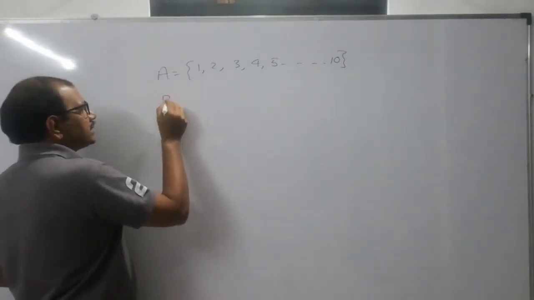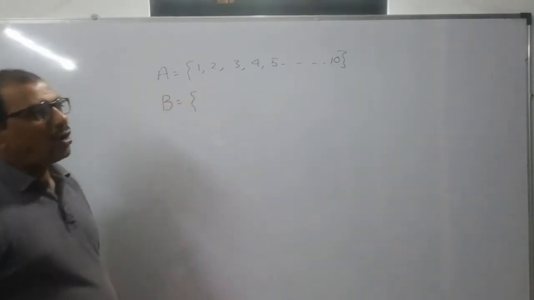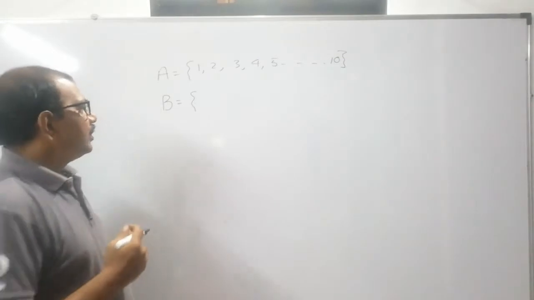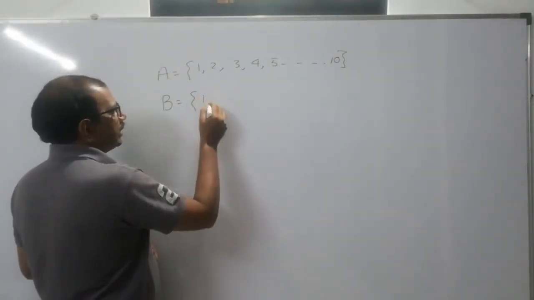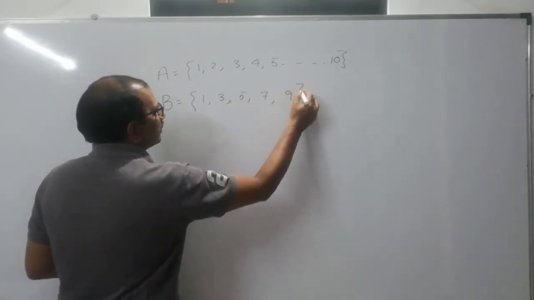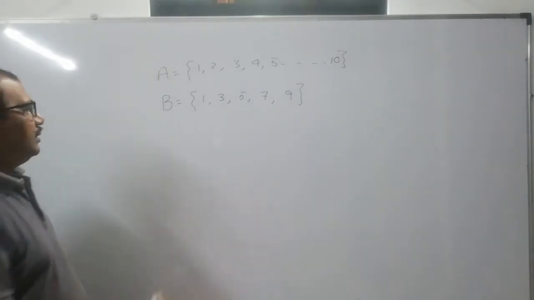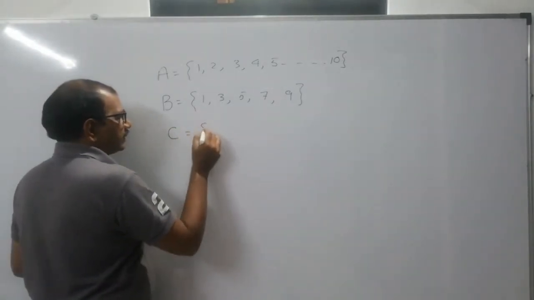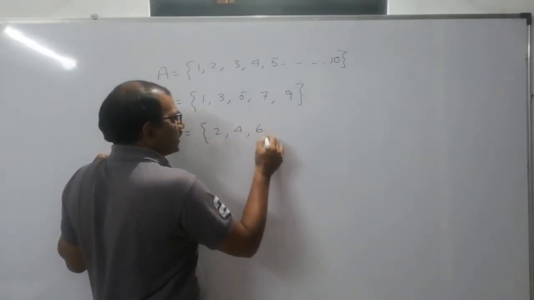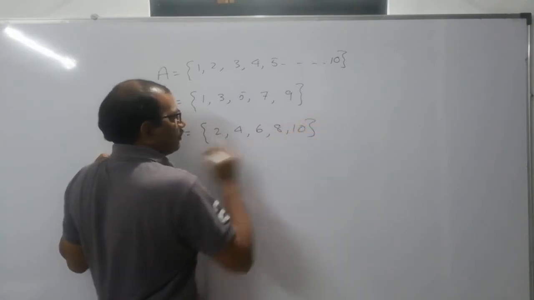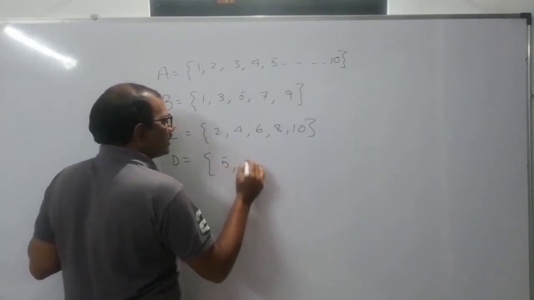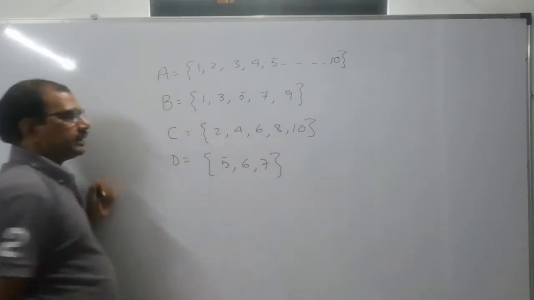Then B is a set of all odd natural numbers less than 11. Odd natural numbers कौन कौन से हैं हमारे पास? 1, 3, 5, 7, 9. That's it. C is a set of all even numbers, say 2, 4, 6, 8, 10. D is a set of elements, say randomly I'll take 5, 6, 7. Something like this one, right?